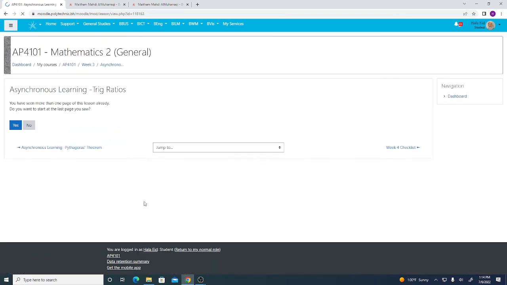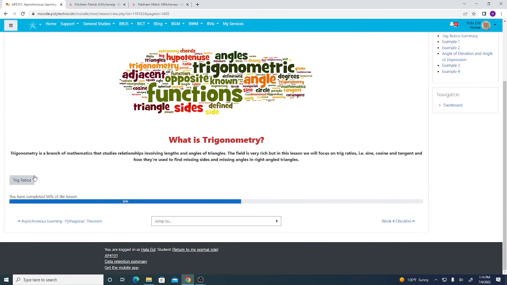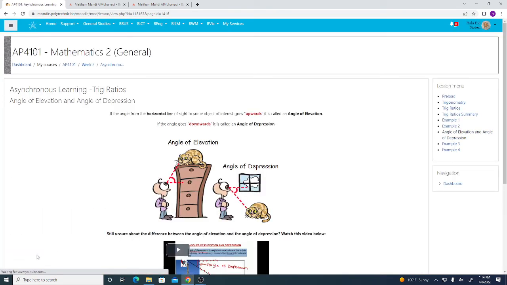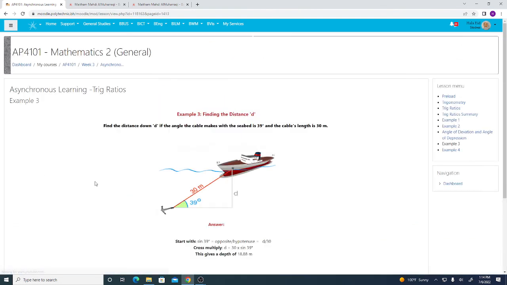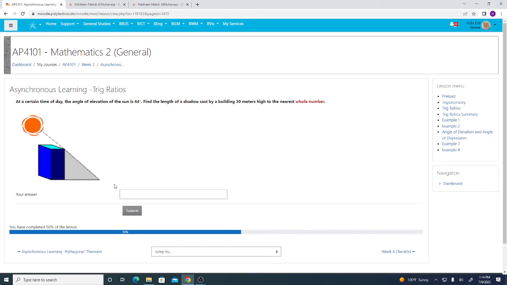There's another one about trig ratios, so it follows the same thing. It teaches some concepts, gives them some solved examples, and then quizzes them. It's got some multiple choice questions. So these are kind of like the same questions that we would give in a real test. So it's good for them to test themselves before attempting the real test.